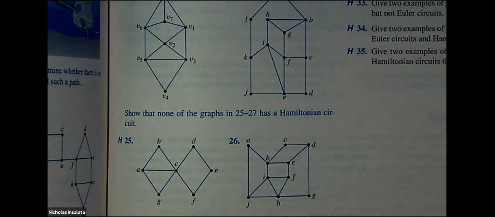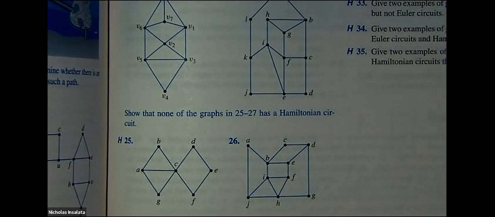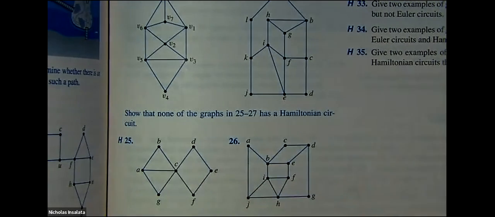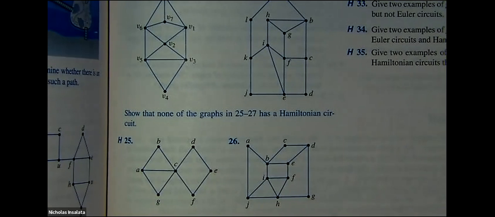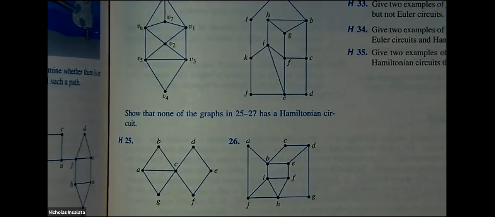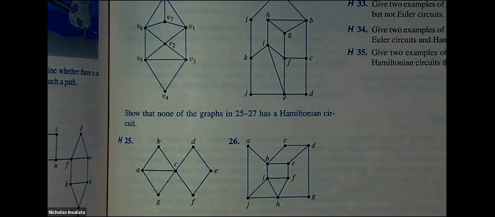Does this one have an Euler circuit? No. Okay, and why is that? C has degree 5. Good. How about an Euler trail? Does 25 have an Euler trail? Yes, from A to C, right? So remember, an Euler trail is a trail that touches every edge, okay?